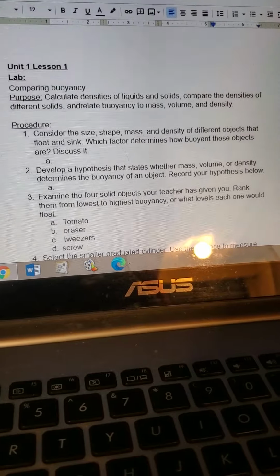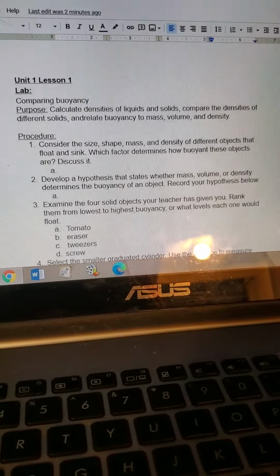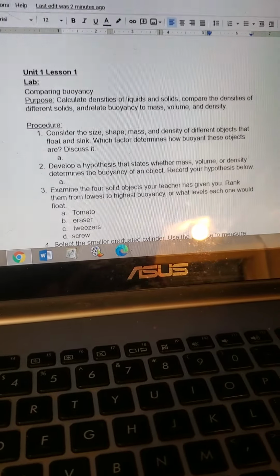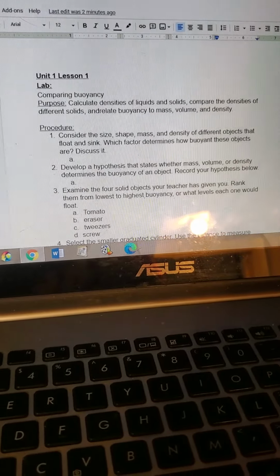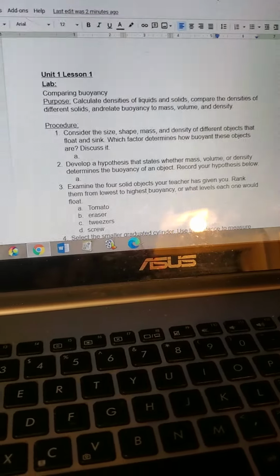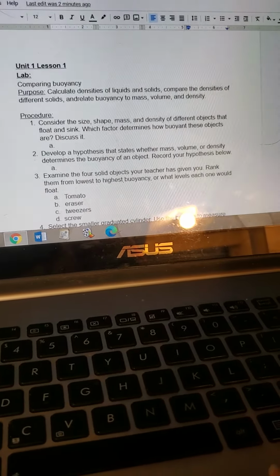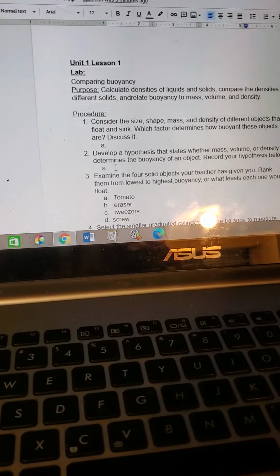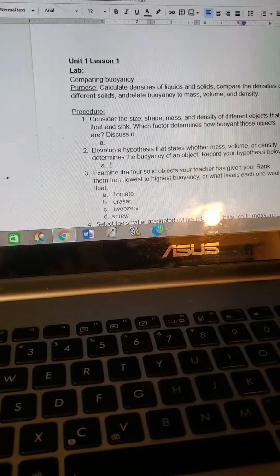first thing you're going to do, consider the size, shape, mass, and density of different objects that float and sink. Which factor determines how buoyant these objects are? So, what determines if something sinks or if something floats? I'm going to go ahead and give you 10 seconds to answer that.